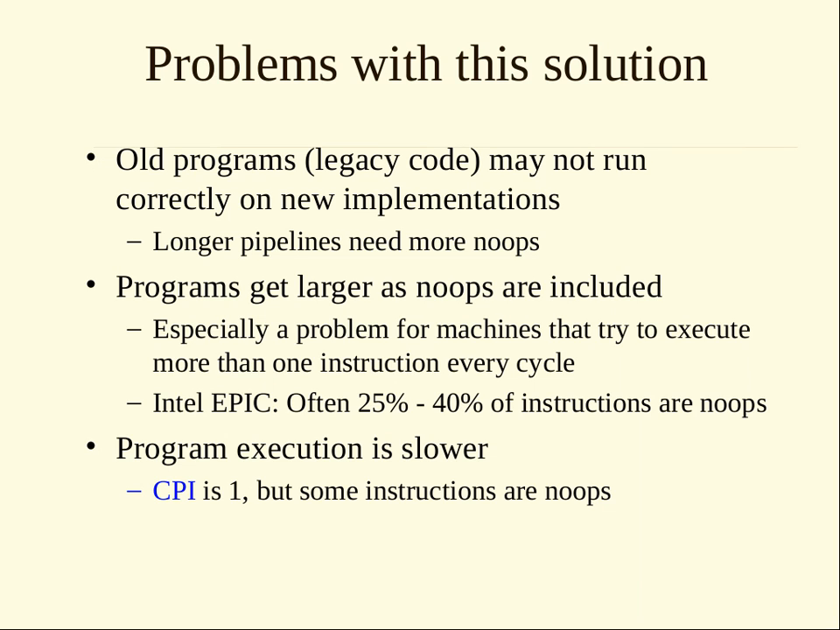Intel Epic did this to the extreme, where it would have something called a bundle, which is the compiler saying you can execute these 4 instructions in parallel, and I've already guaranteed there are no hazards. But by doing so, 25 to 40% of instructions are now no-ops. So that's probably a terrible solution. Program execution is slower. Your CPI is 1, which is great, but way too many instructions are no-ops.